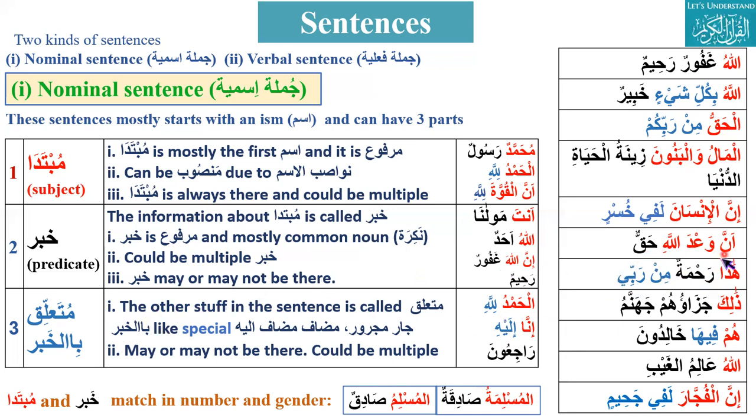Thank you. So anna wa'adallahi is mubtada, haqqun is khabar. So khabar is basically marfu, mostly a common noun, and could be multiple. Muta'alliq bil khabar is other stuff, like mudaf ilayh, jar majroor, and like that. So I think we should go for the breakout room. We should remember them, do it again and again, and inshallah it will be on our fingertips.